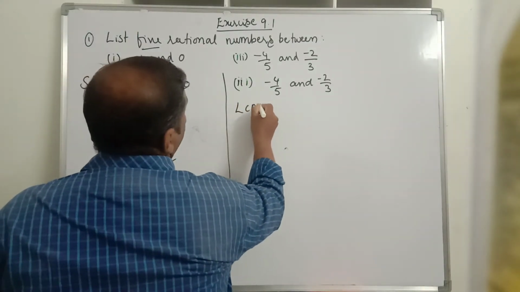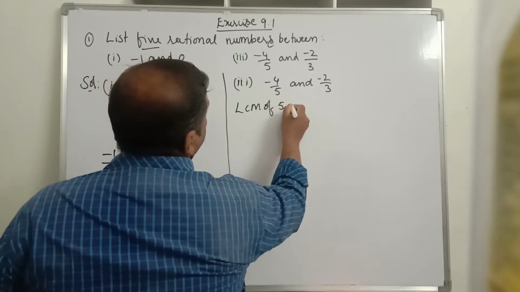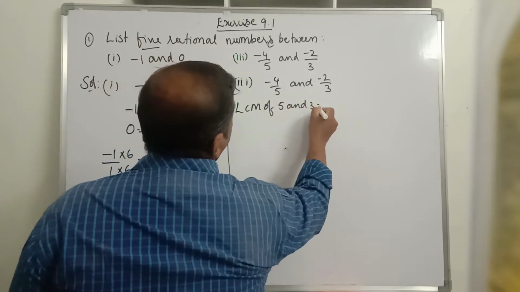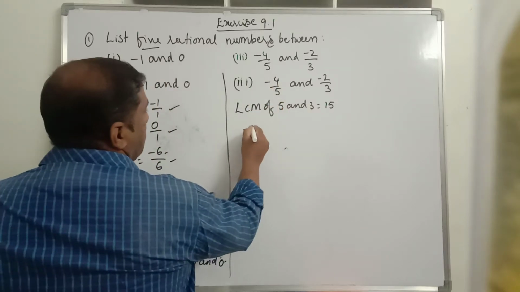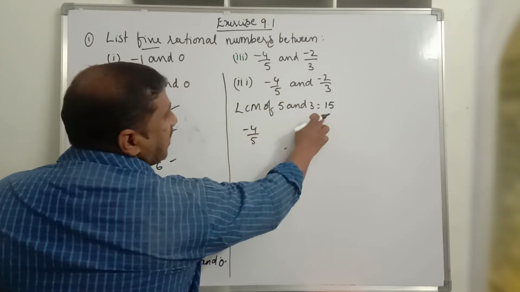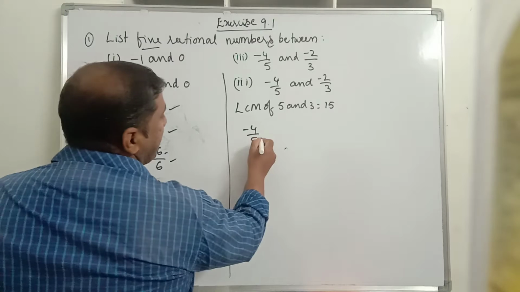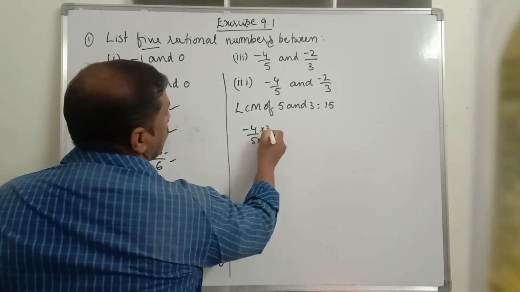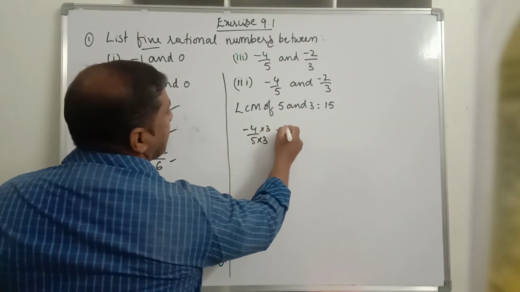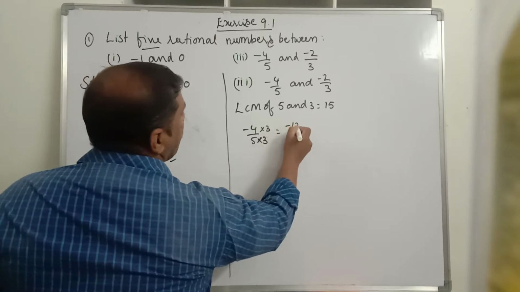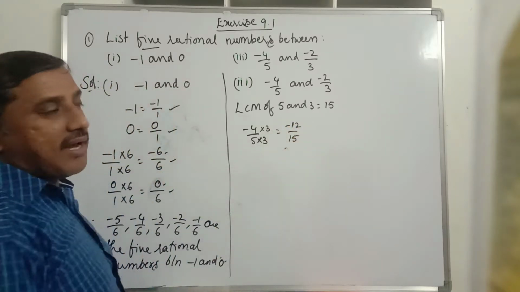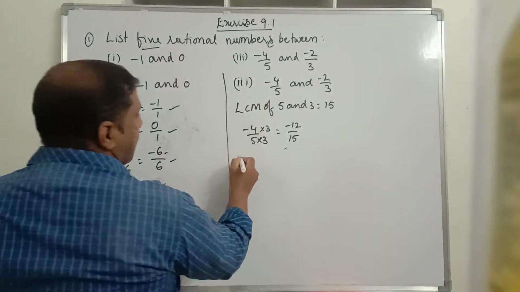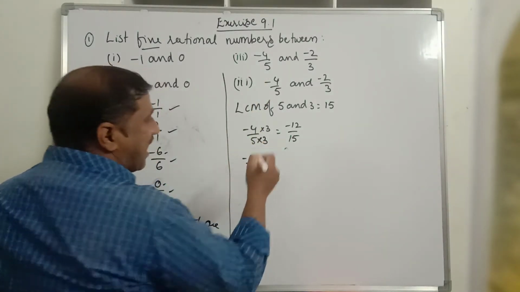Now the LCM of 5 and 3 is 5 into 3, which is 15. Change these fractions. Minus 4 by 5: to get the denominator 15, 5 is multiplied with 3. Therefore, we get minus into plus, minus. 4 into 3 is 12, divided by 5 into 3, which is 15. Minus 12 by 15.